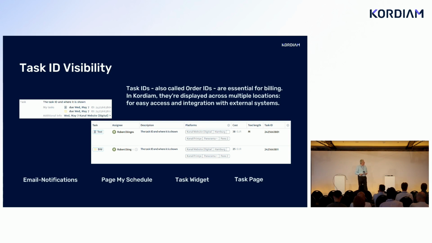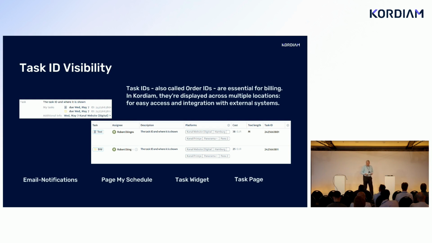So, the visibility of our task ID. It's also called order ID by some customers, and I also heard the name job ID, but for us it's the task ID, which is essential for billing. In Kordiam, they are displayed in multiple locations for easy access and integration with external systems.